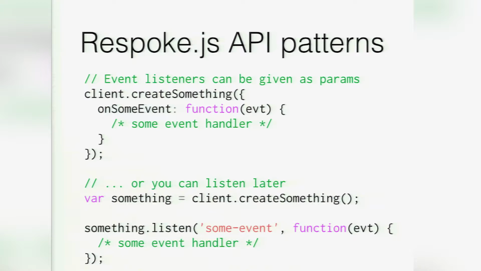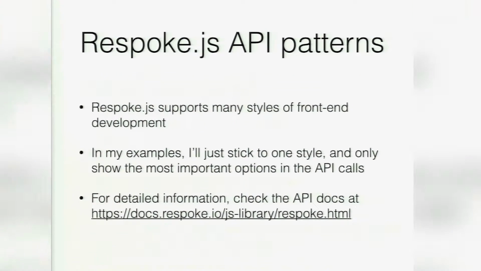Alternatively, the object itself is an event emitter, and so you can call .listen to subscribe to those events at a later point, and there's an unsubscribe method, and those are also documented in the API docs.